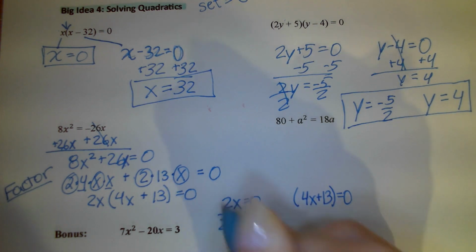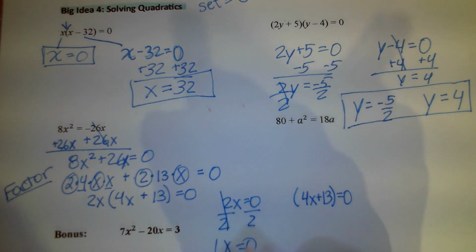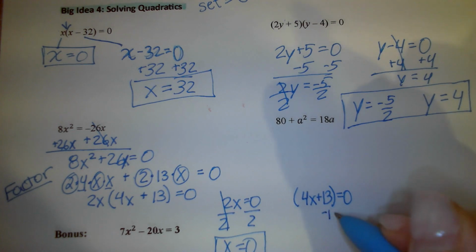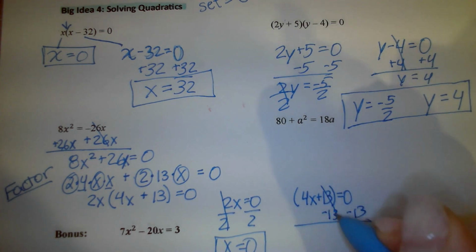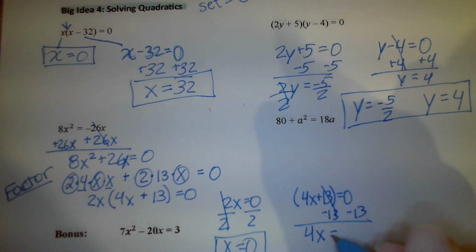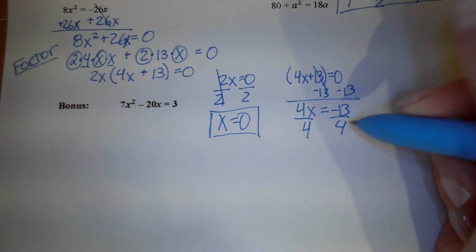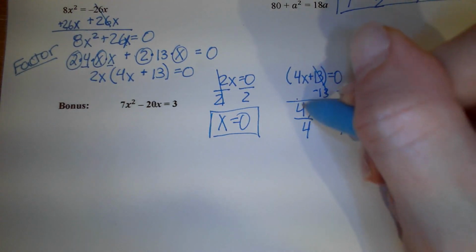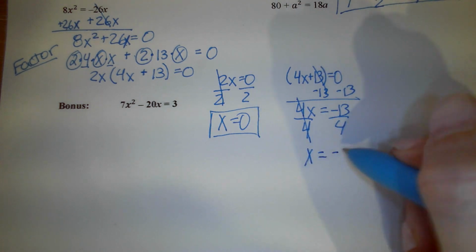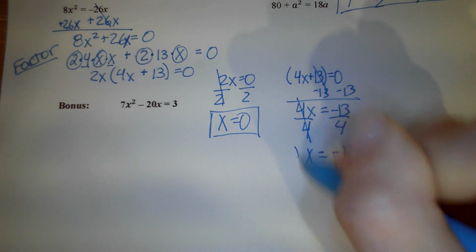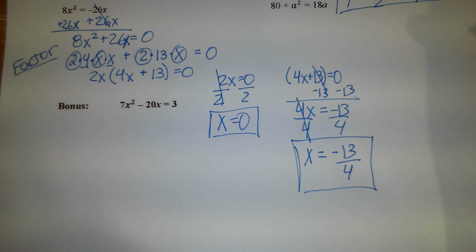Divide by 2, x equals 0, and subtract 13 and divide by 4. Oops, sorry guys, I was in the zone. All right, so subtract 13 and divide by 4. x equals negative 13 over 4. Sometimes you'll get a weird fraction, and that's okay.